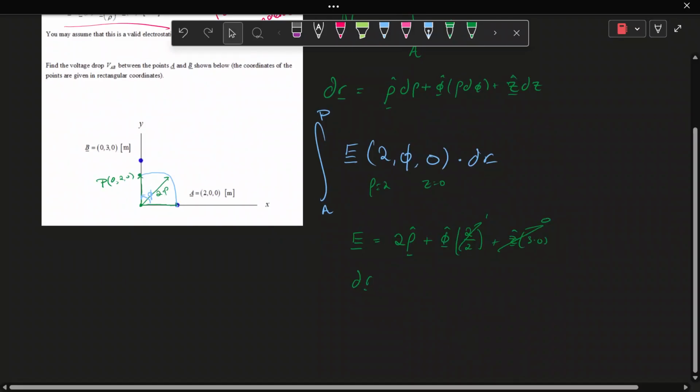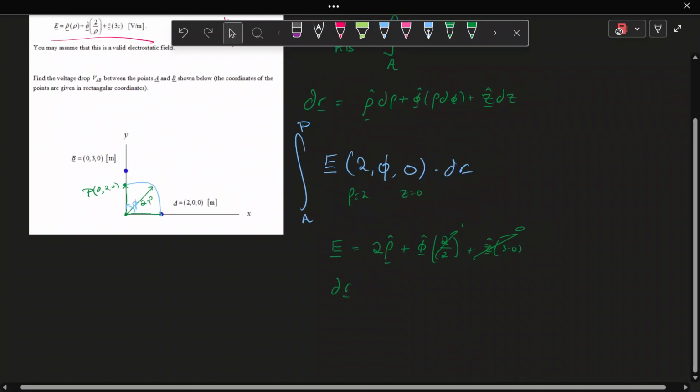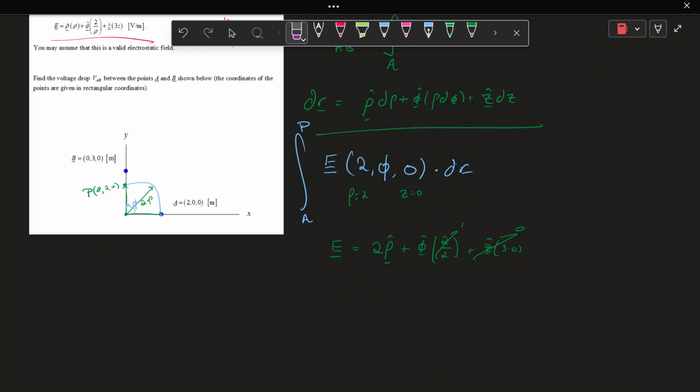And dr, well, what is this? Well, we know dr is going to be exactly what we had up here. So when we take the dot product between E and dr, this is equal to 2 rho hat dotted with rho hat d rho plus phi hat rho d phi.